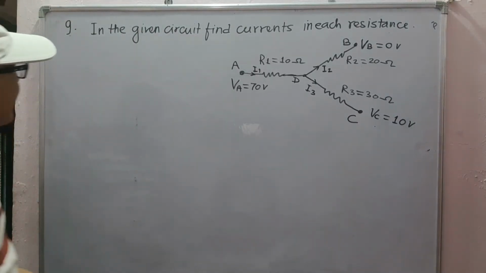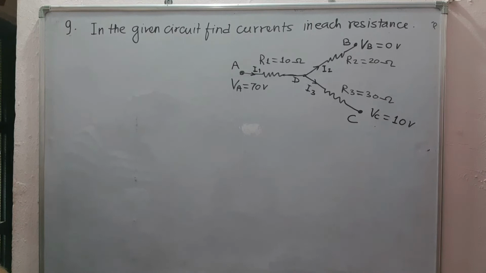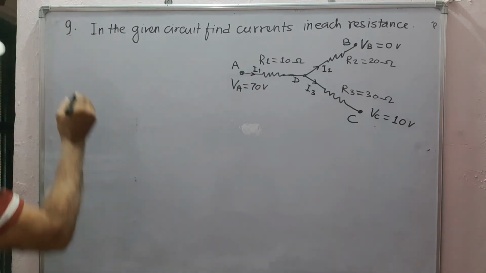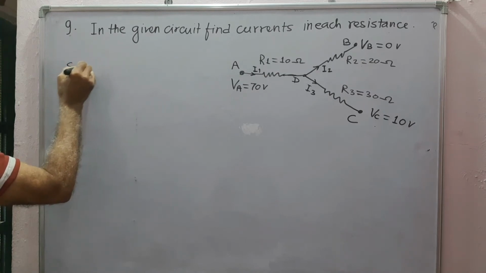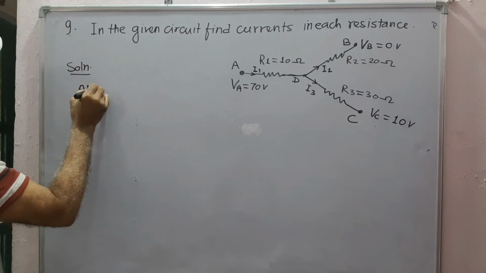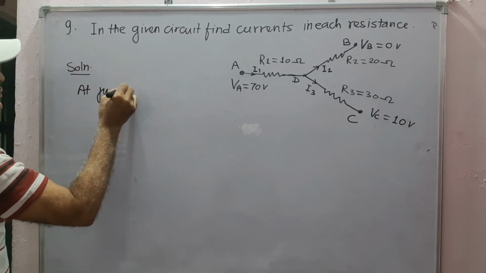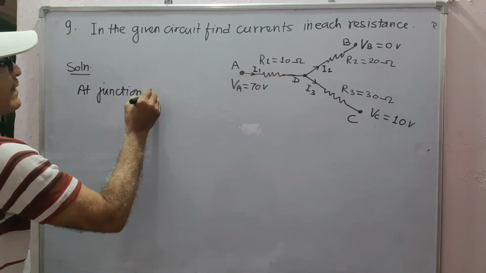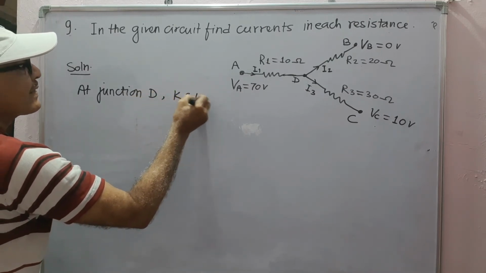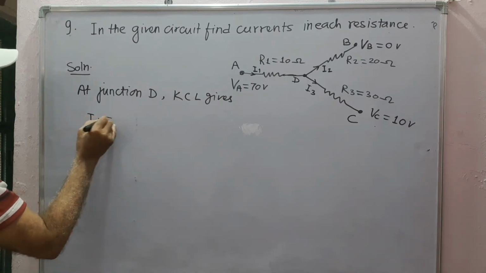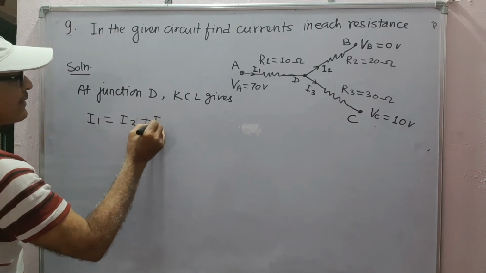Next question number 9. In the given circuit, find currents in each resistance. Means we have to find the currents I1 and I2 and I3. Solution. At junction D, KCL gives I1 is equal to I2 plus I3.